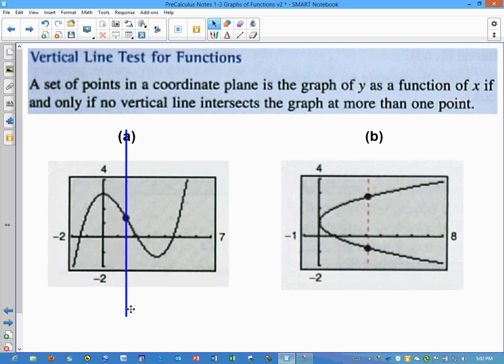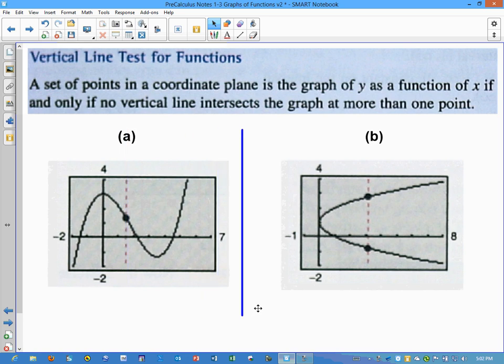And the question you ask yourself is, does the vertical line touch my graph in only one place? So no matter where you put this vertical line, it should only touch your graph in just one place. And if it does, like this one does, this was our example point here, it only touches the graph in that one point. So that would pass the vertical line test, which means it is a function.